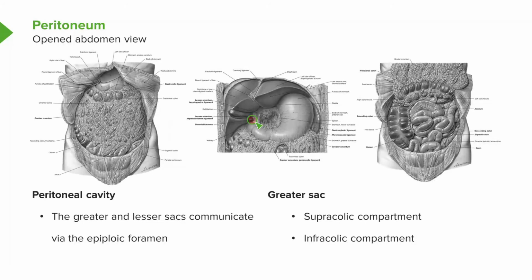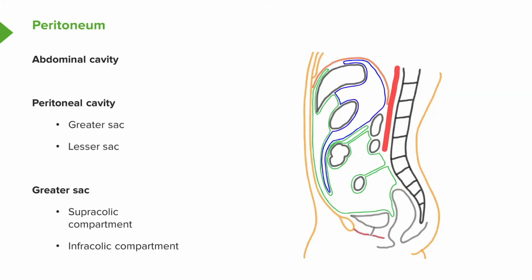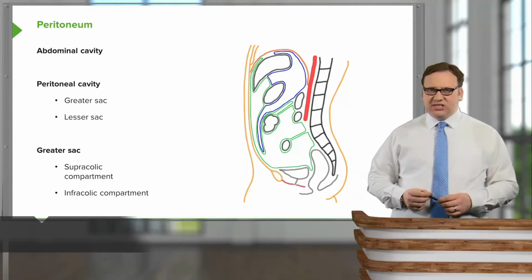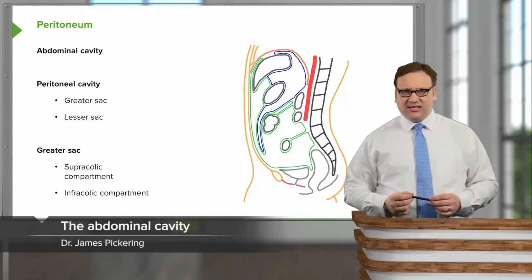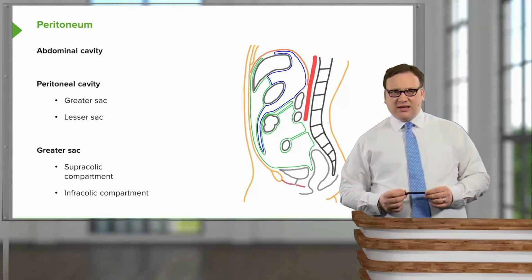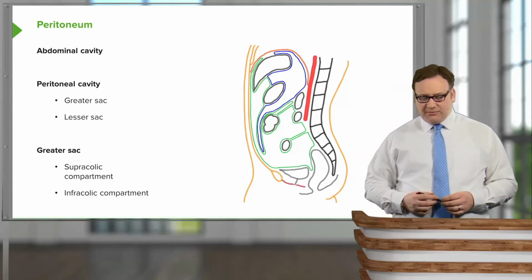The greater sac can be further divided into supracolic and infracolic compartments just by looking at the transverse colon. Everything below the transverse colon is infracolic, so the small intestines, ascending, descending colon. And everything above the transverse colon, the stomach and liver and spleen, is in the supracolic compartment. We'll return to these later on. If we were to do a section through the abdomen, then we'll see these peritoneal cavities, the greater and lesser sac, and the various compartments in more detail.